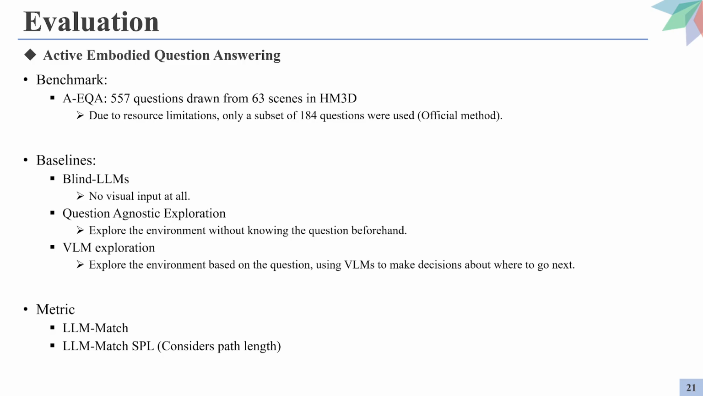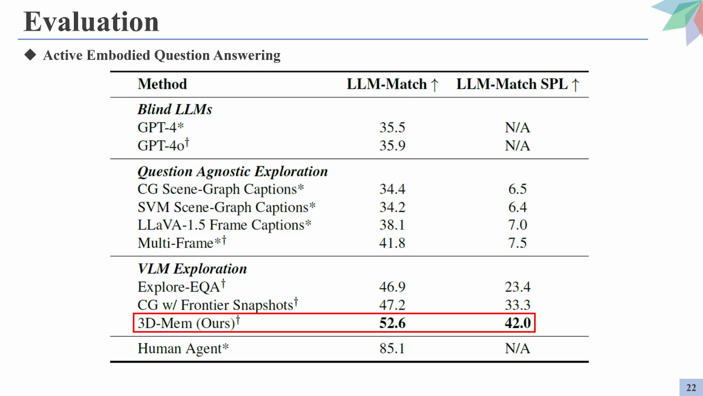Evaluation is based on two metrics: LLM match, which uses a language model to assess the correctness of the agent's answers, and LLM match SPL, which extends this by also factoring in the efficiency of exploration, penalizing agents that take longer to find correct answers. The evaluation results show that 3D-MEM outscores the baseline for both the LLM match and the LLM match SPL.